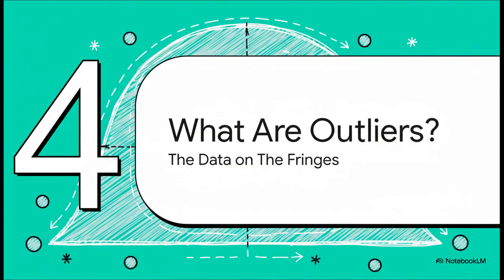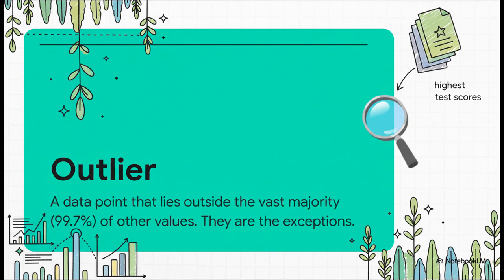Solving that garden problem perfectly tees up our final big idea. What do we call that data that lives way out there on the absolute fringes? Well, those are called outliers. An outlier is really any data point that falls outside of those 3 standard deviations from the average. They are the exceptions to the rule. They're the tallest plants in the garden, the absolute highest test scores. They are the rare, the strange, the unexpected events.